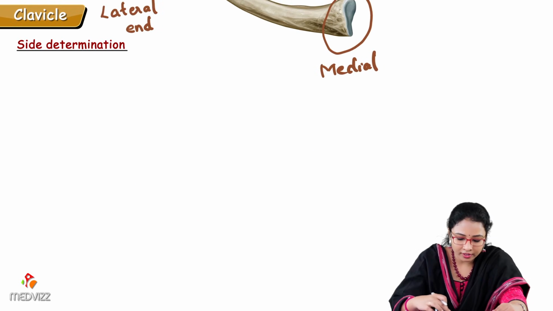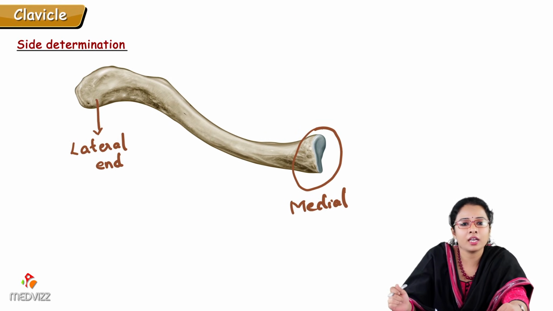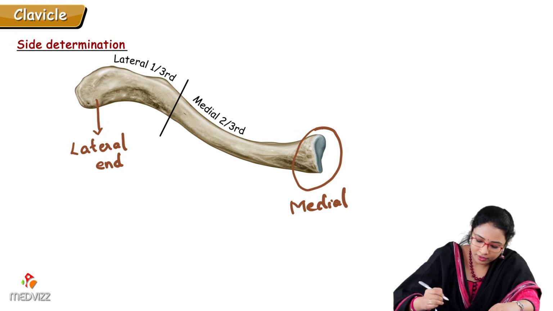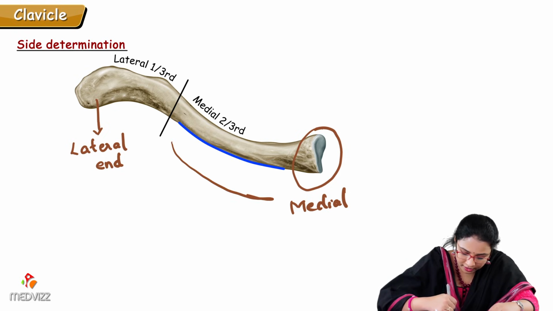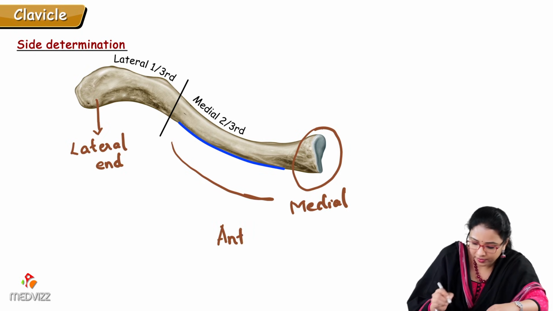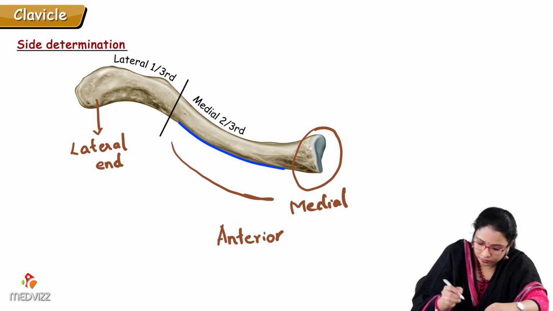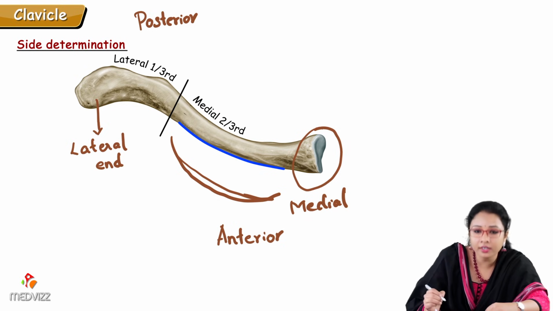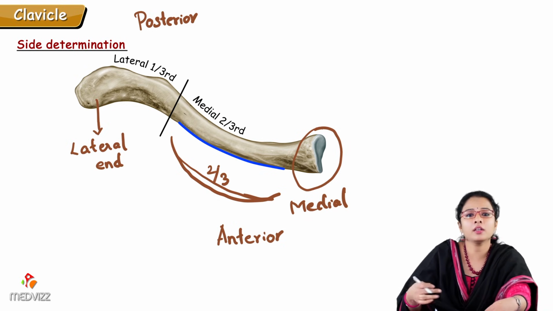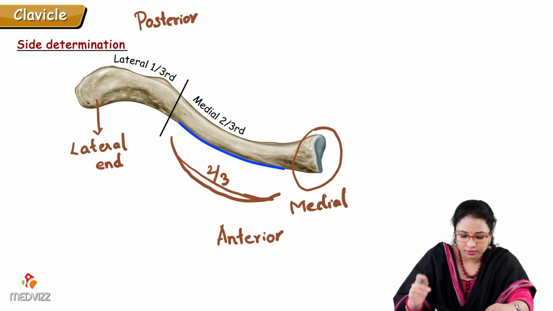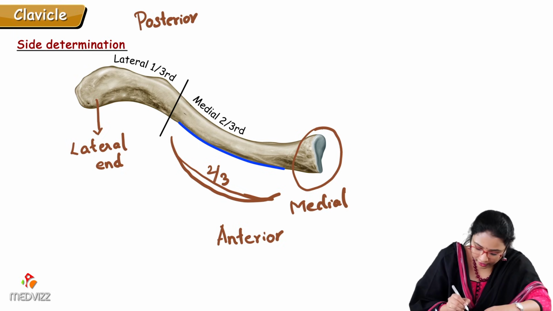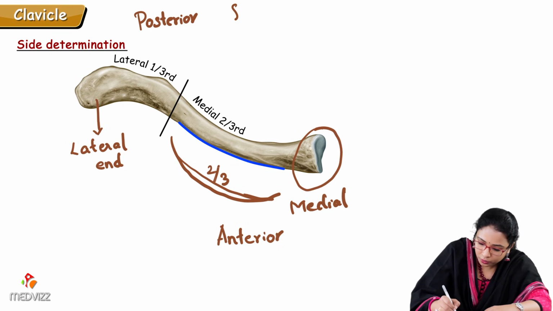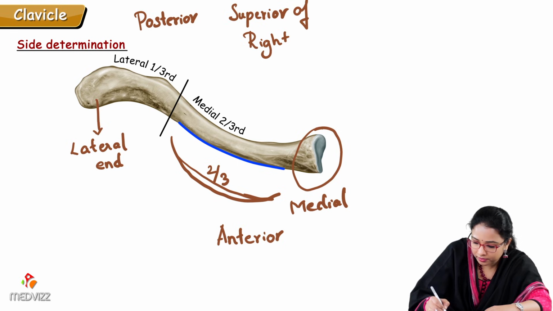And the shaft of the clavicle. So observe now the shaft of the clavicle. Medial 2/3 of the clavicle is convex. If you see anteriorly, here is the anterior and this is the posterior. So this is the convexity of the anterior side. So medial 2/3 of the clavicle is convex anteriorly. What we are having here is the right clavicle. So this is the superior surface of right clavicle.